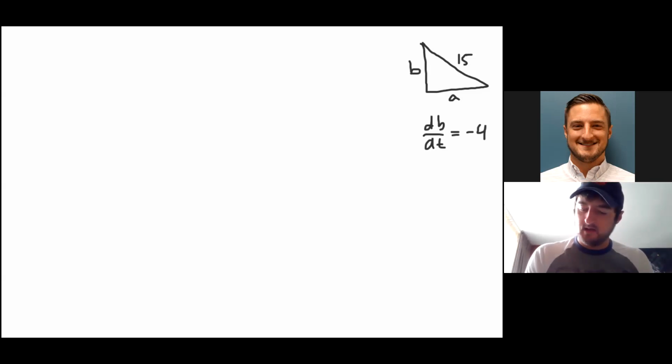And then in the problem, we're asked to find how quickly we're moving away when the foot of the ladder is 10 feet away from the wall. So these are my two knowns: dB over dt, which is -4, how my height changes over time, and how far away the foot of the ladder is. So I set up my two equations again.